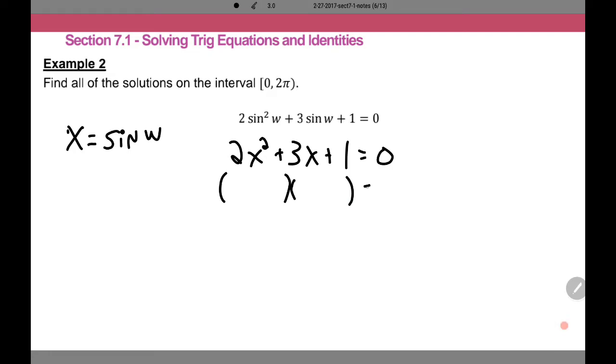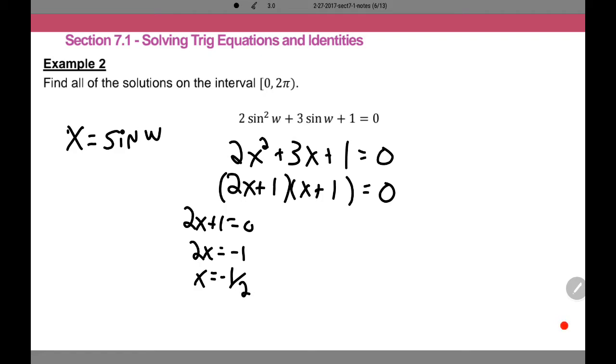So I'm going to factor this, and I'm not going to go into all the details on that factoring because we've done a lot of those factorings. If you get stuck on how to factor something, just ask. I'll make sure I show you how I got these numbers and how we factored it. So we can go ahead and even solve for x before we plug this sine of w back in. So we get 2x plus 1 equals 0. We solve that. We get 2x equals negative 1. x equals negative 1/2. And if we solve this, we get x equals negative 1.